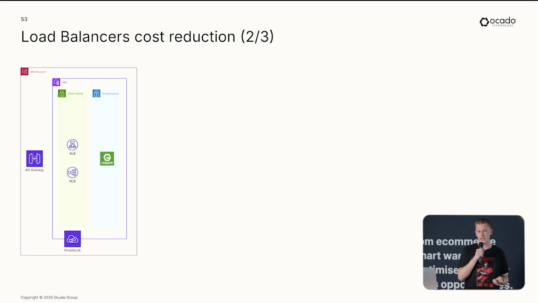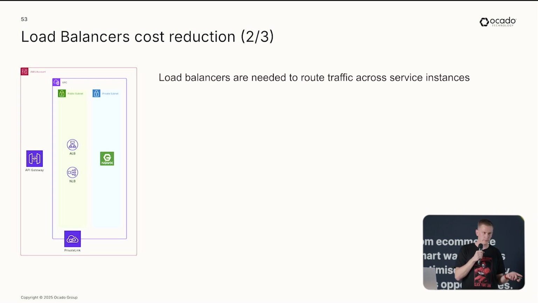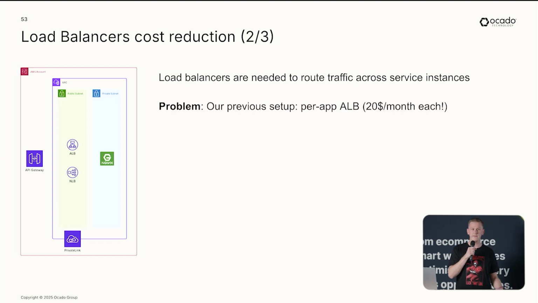The other aspect related to the ingress is related to application load balancers. So the load balancers are obviously needed to route traffic across service instances. And in our previous setup, we used a per application load balancer. And a single application load balancer costs around $20 per month, not counting the traffic, just for the fact that it's set up.